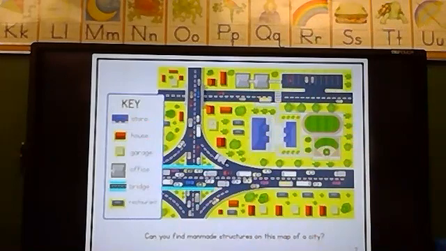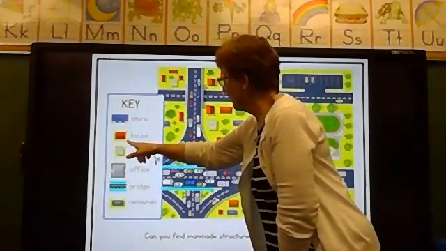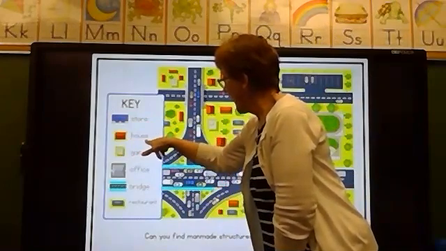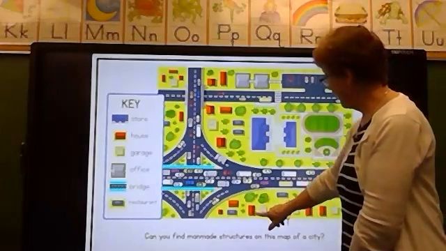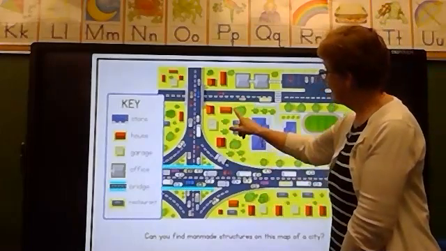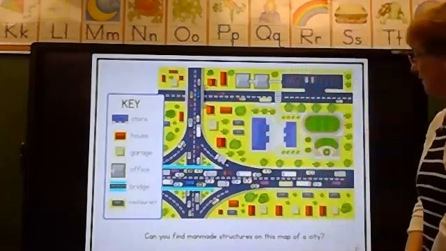I've been out to lunch, I've been to the store, I've been to visit dad at the office. How am I going to know what a house looks like? I'm going to go back to my map key. This is the symbol for house. There's the symbol and the label that goes with it. So I can go to any one of these orange buildings. Those are homes. Some are small, some are large.